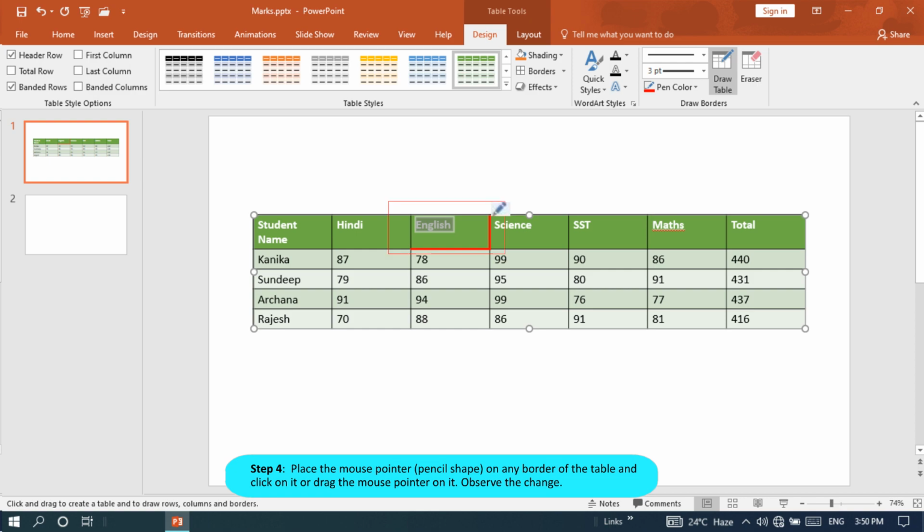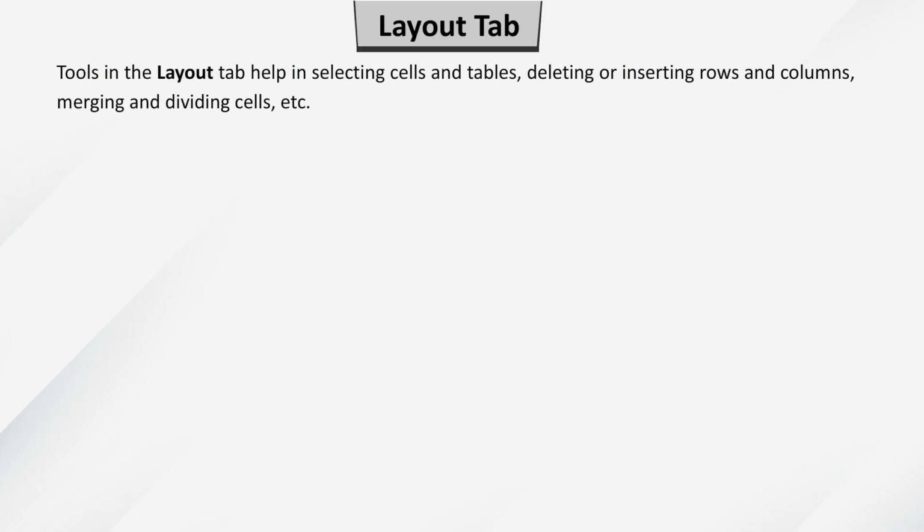Observe the change. Layout tab. Tools in the Layout tab help in selecting cells and tables, deleting or inserting rows and columns, merging and dividing cells, etc. Selecting rows and columns.